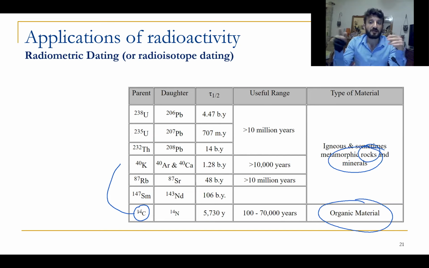We have to use radioactive atoms, for example uranium, potassium, rubidium, strontium, or no, strontium is a stable element. We can use uranium, potassium, rubidium. These are unstable elements with a half-time of many billion years or many thousand years, and we can use them to calculate the age of rocks.